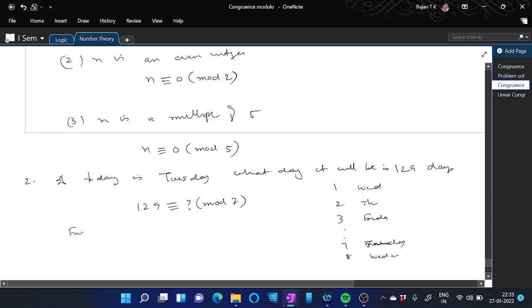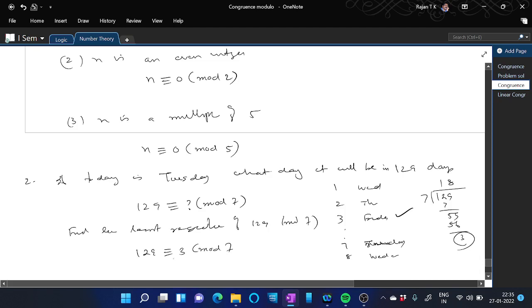So here we find the least residue of 129 modulo 7. When you divide 129 by 7, you get 7, then 59, then 8. 8 into 7 is 56, and the remainder is 3. So the remainder is 3, which means it is Friday. Since 129 is congruent to 3 mod 7, it indicates that the day is Friday. So the day is Friday.